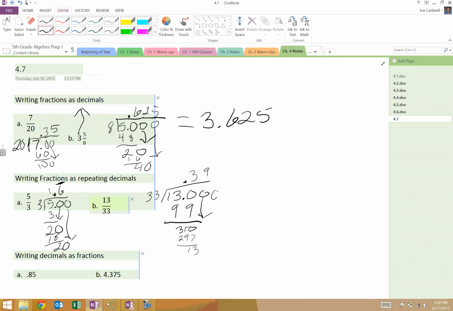That should ring a bell. We just dealt with 130 earlier, and it gave us a 3, right? So now it's going to go in 3 times after the 9. Keep going, you're going to notice that trend. So if you have 2 numbers that repeat, you put a bar over both numbers.